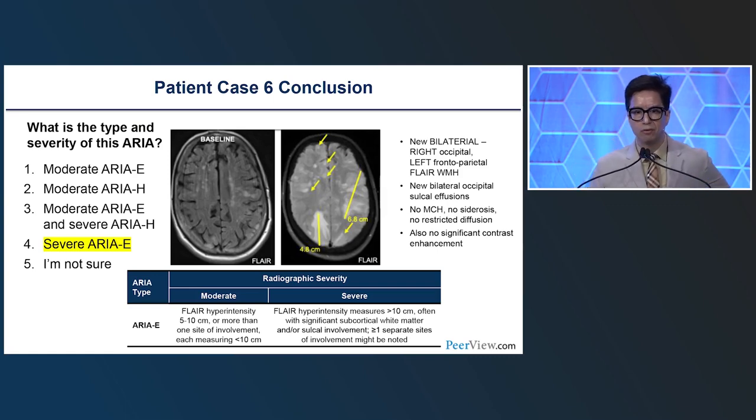Assuming that this is ARIA and that we know the history, what's the severity? We have measurements of 4.8 and 6.8 centimeters. Is this moderate ARIA-E, moderate ARIA-H, moderate ARIA-E and severe ARIA-H, or severe ARIA-E, or are we not sure? This is severe ARIA-E, as evidenced by the fact that we have multiple areas of hyperintensities on the vasogenic edema, and of course, between 5 and 10 centimeters in this case.